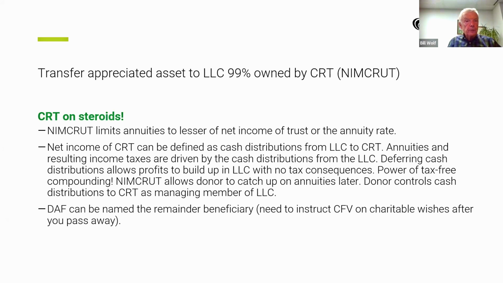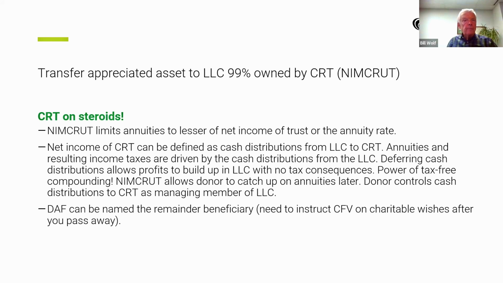LLC is just like a partnership. So now we parked, is a good word, we parked the appreciated assets, still right before they're going to be sold, into the LLC rather than directly in the CRT. Okay, so we got 2 layers instead of 1 layer. Why do that? It can be very powerful, and Heath is going to talk on it. But I just want to say a few more things before I turn it over to him.